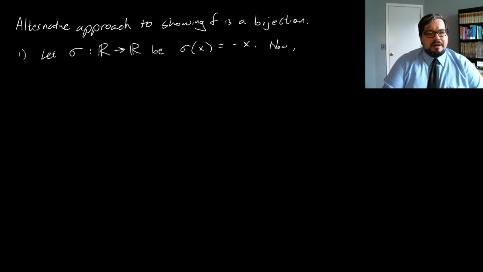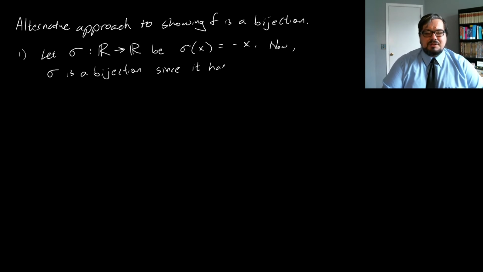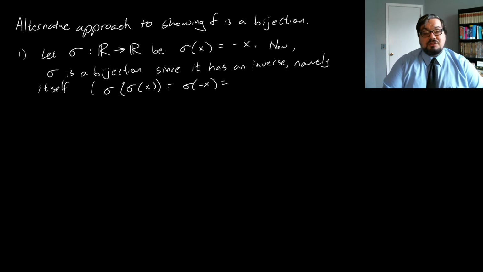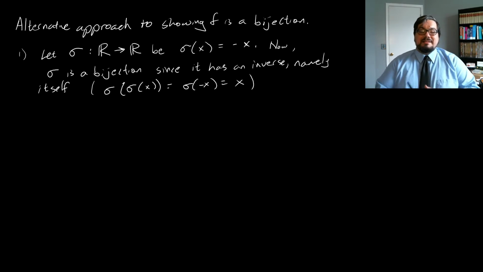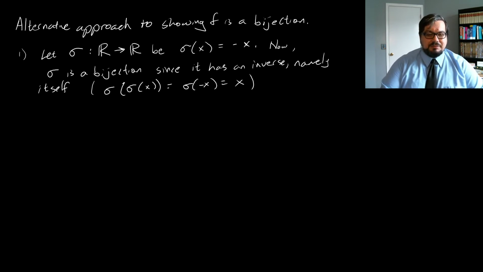Now, sigma is a bijection since it has an inverse, namely itself. So notice that if I take sigma of sigma of x, that's going to be sigma of negative x, which is just going to be x back. So that means that sigma as a function has an inverse, and any function with an inverse is a bijection. So sigma is a bijection.